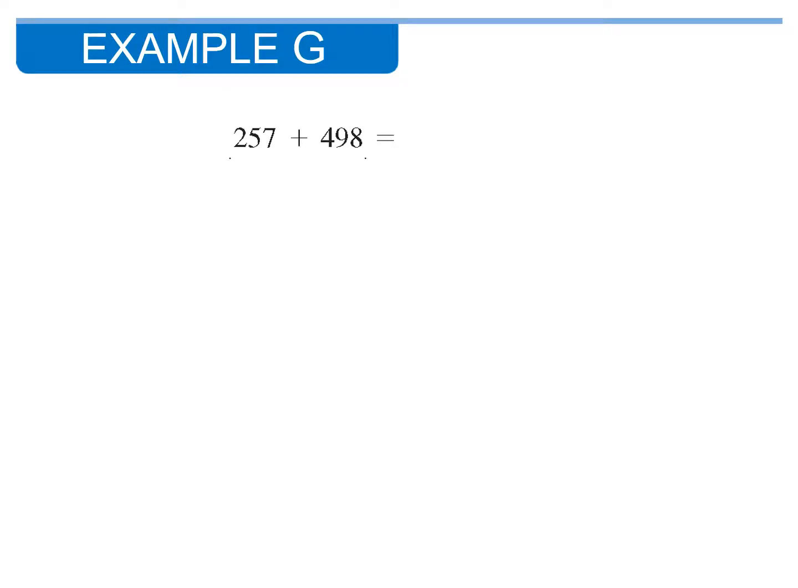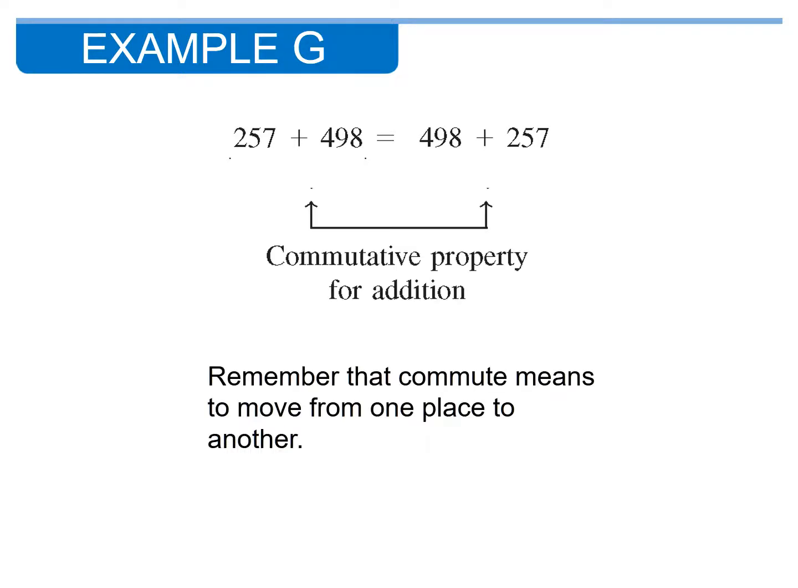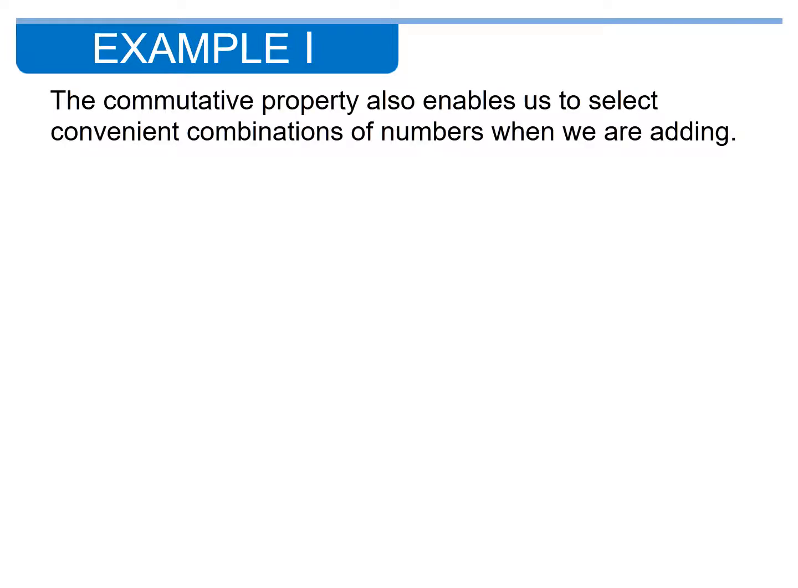So here's an example. I have 257 plus 498. Well, I can switch that according to the commutative property. Okay, so commuting means to move from one place to another. So we can use the commutative property so we can have convenient combinations of numbers to add when we're adding.